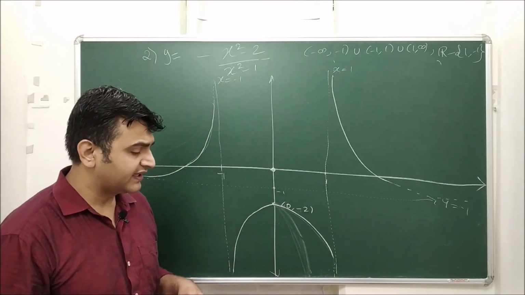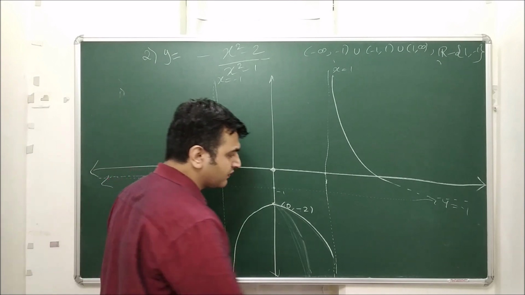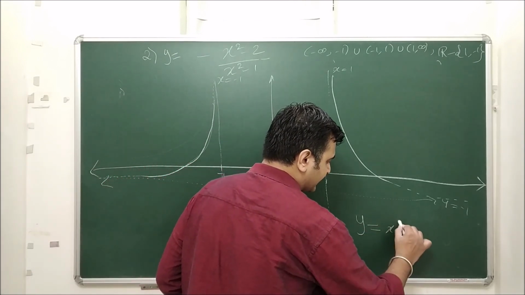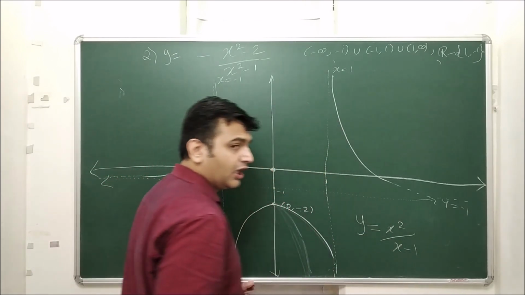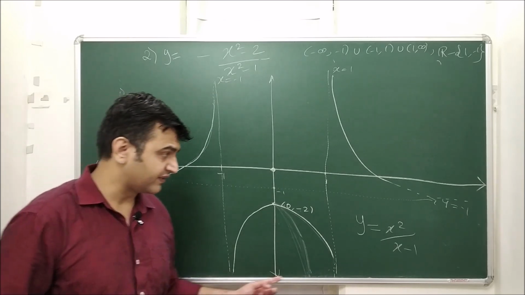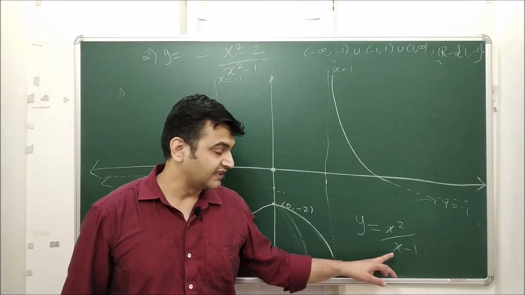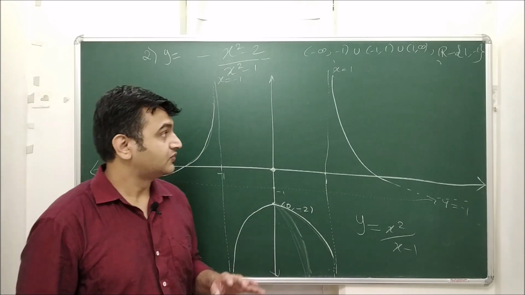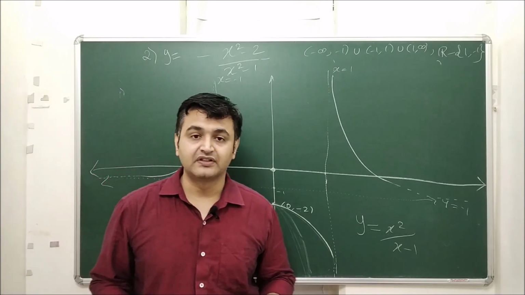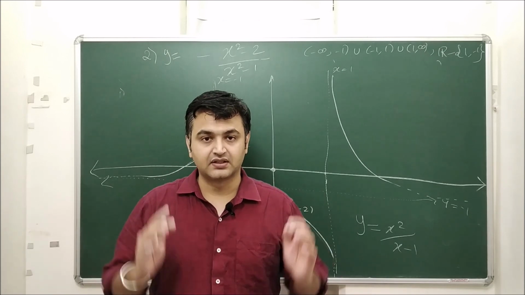Now here there was no oblique asymptote, but in the last lecture I think I took one example, y equal to x square upon x minus 1. We found the oblique asymptote for this function. So now try to draw the graph for this function. That's the homework for you. So once you have an explicit function, this is how you are supposed to sketch the graph.